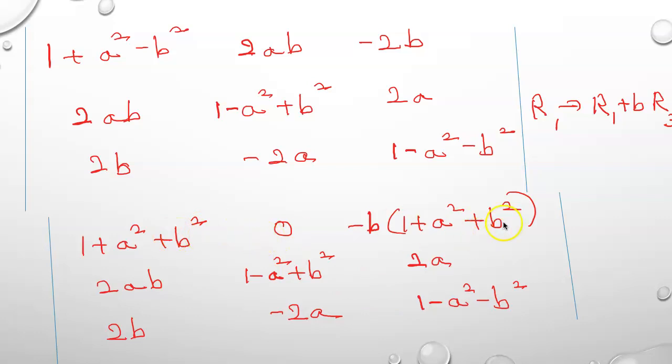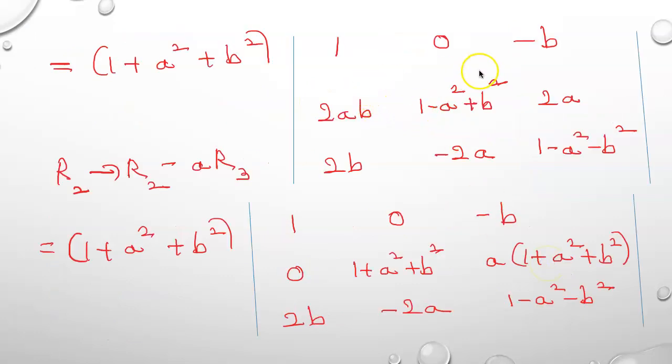Now what can I take out common? I can take out 1 plus a squared plus b squared common from the first row. So I get 1, 0, minus b, and the second and third row remain unchanged. Now to get some more zeros, I can do r2 minus a times r3. So this is 0, this becomes 1 plus a squared plus b squared, and this becomes 1 plus a squared plus b squared. And the first and third row remain unchanged.